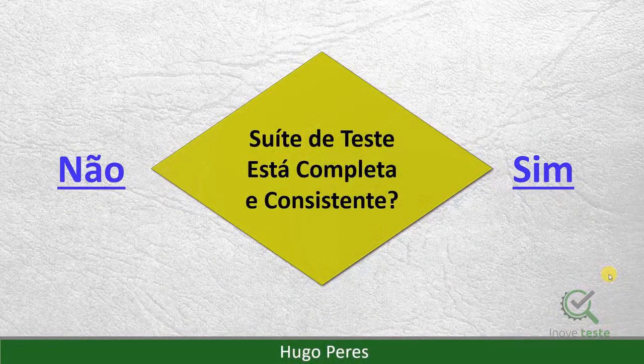Hello tester! And we finally got to the last class of our free Selenium course. To finalize our functional test automation process, we will now generate the execution report of the tests. But for that, it is necessary to answer that famous question again. Is the test suite complete and consistent? Yes or no? Why the question?